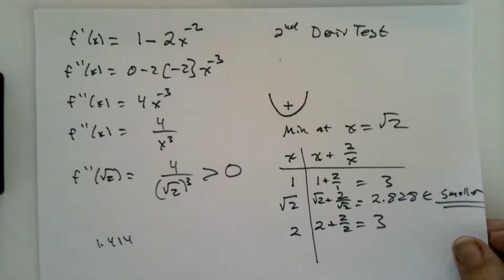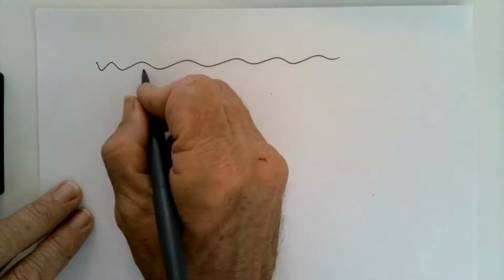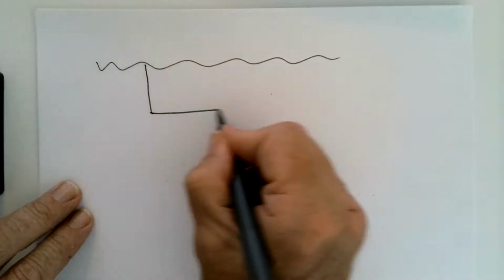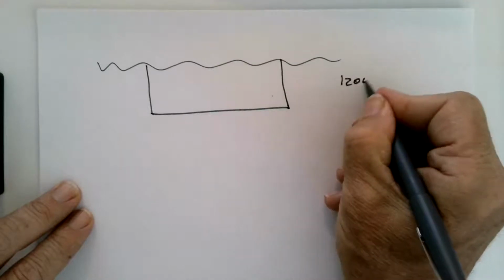Okay, let's go on to one of our favorite questions of all in the world of min-max problems. So I have a river, and I have a farmer who is building a 3-sided fence, and he has a total of 1,200 feet of fencing.